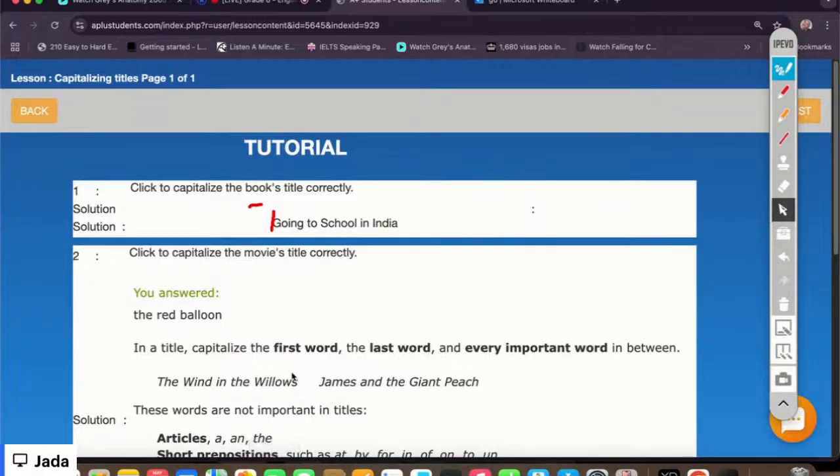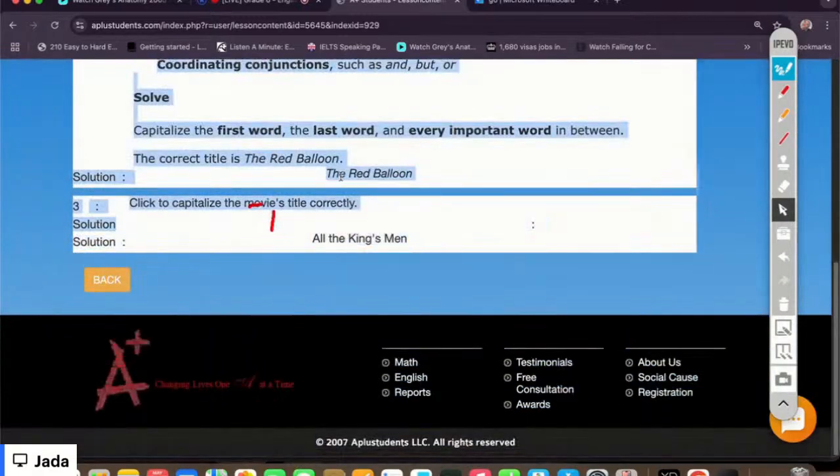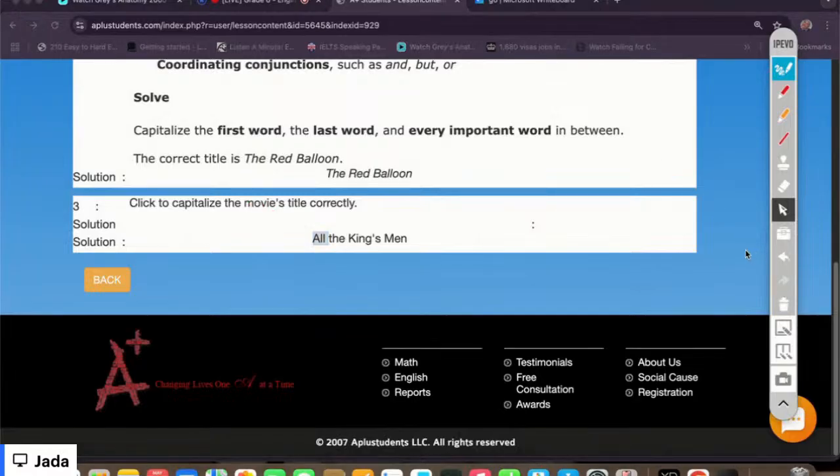Now, this one we have: click to capitalize The Red Balloon. So you capitalize The there because it starts the title. If it was in between, you wouldn't capitalize it. But because it starts the title, you have to capitalize. And then we also have All the Kingsmen. You can see that here we have the in between. We don't capitalize that because it's in between. But All is starting the title, so we have to make sure we capitalize. So that's the right pattern for capitalizing titles.